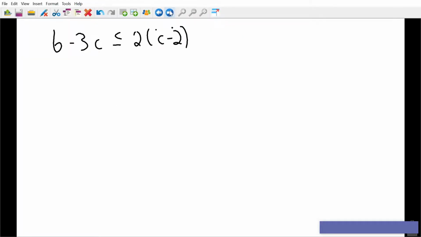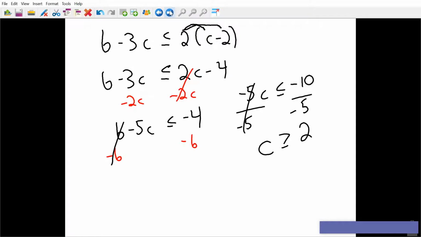Next one, 6 minus 3c is less than or equal to 2 times c minus 2. Please pause and try now. And the answer is c is greater than or equal to 2.